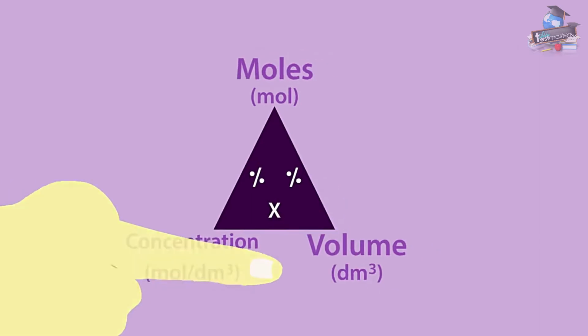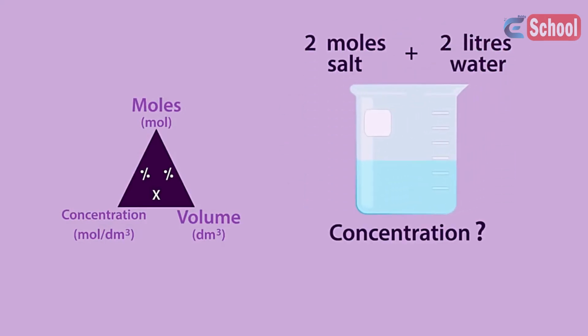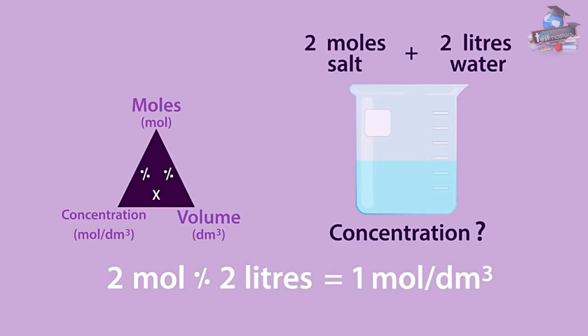Let's try this now. If you have 2 moles of salt and dissolve it in 2 litres of water, use the formula triangle to calculate the concentration of the salt solution. Don't forget the units. Pause, write down your working out, and continue when ready. 2 moles divided by 2 litres is equal to 1 mole per decimetre cubed. Did you get it right? And did you include your units?